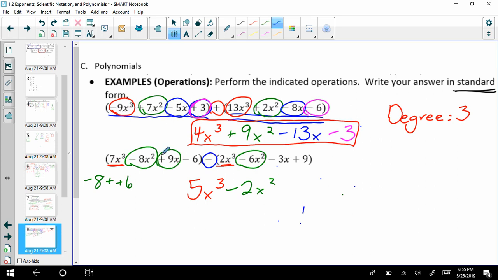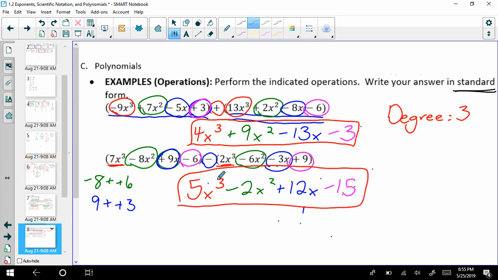Then I have a 9. I don't know why it's not changing color there. A 9x and a negative 3x. But remember, we're subtracting. So 9 minus negative 3. So plus 12x. And then finally, negative 6 and 9. Negative 6 minus 9. Negative 15. It's written in standard form, decreasing order of the exponent, and this also has a degree of 3. That's the highest exponent.